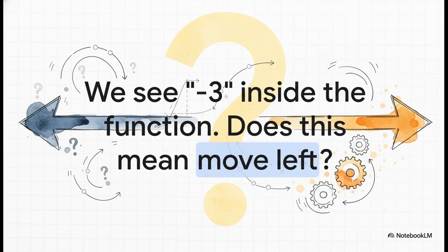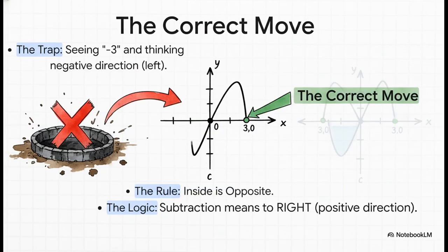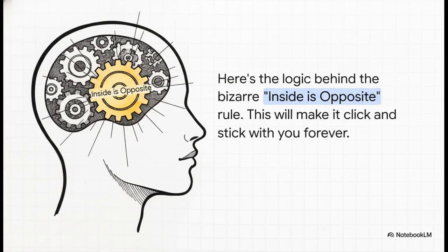Okay, here it is. This is the trap. You see -3, you think negative direction, you think move left. But remember our golden rule. Input changes are counterintuitive. So if your brain is screaming, go left, what's the actual correct move? And there it is. A minus sign inside the function actually shifts the graph to the right, into the positive direction. But why? Memorizing a rule is one thing, but if you understand why it works, you'll never forget it. So it is time for that aha moment.